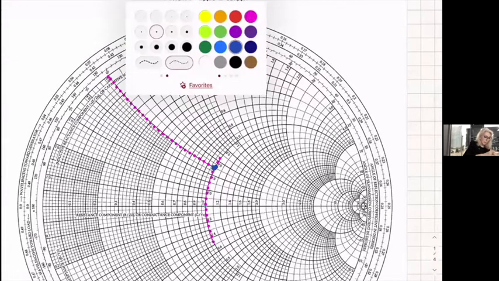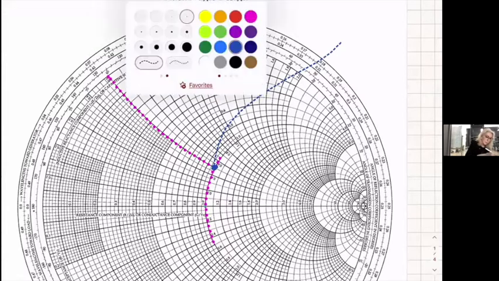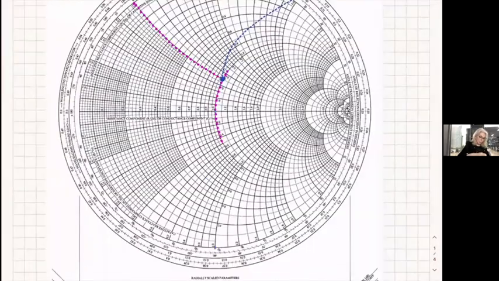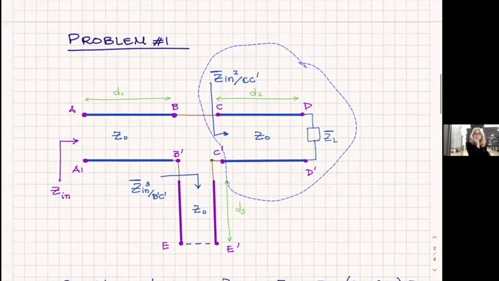So here I can go there and do that. And right here, this is my Z sub L. All right. What do we know when Z sub L is at the end of this line? You have a section of a line with a load at the end. So how do I transfer to the front of the line, CC prime, the front of that section? I need to transfer that impedance and find the input impedance at CC prime.